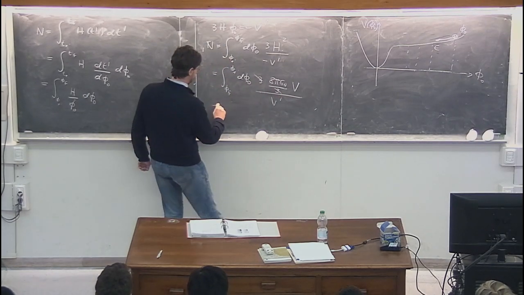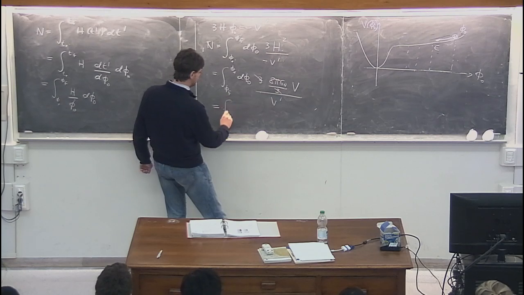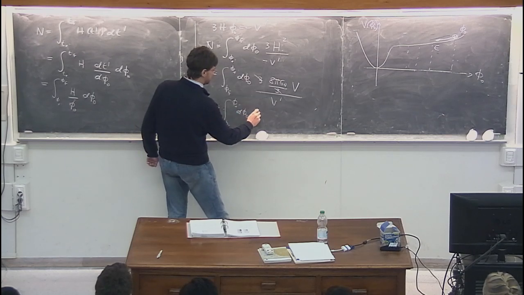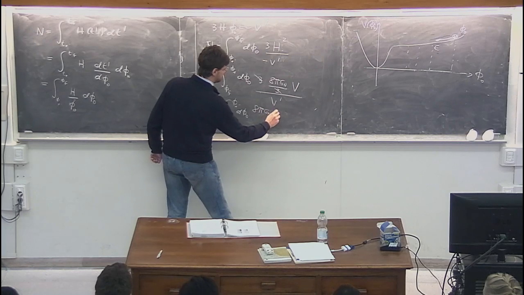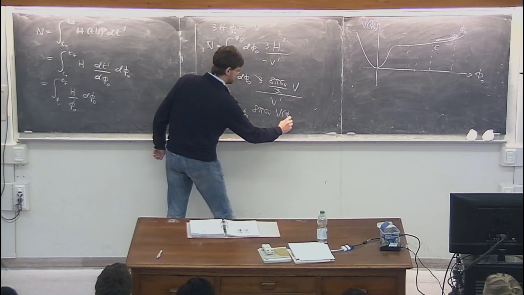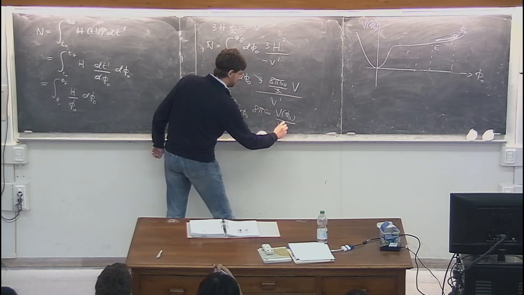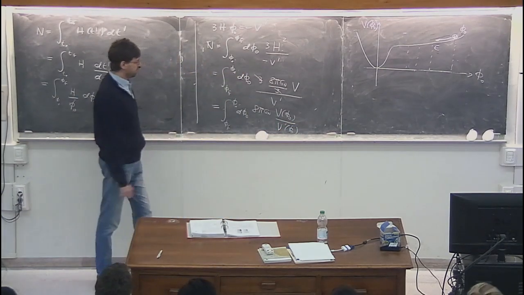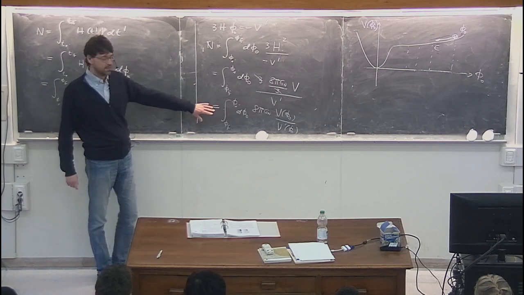And then I have simply that my total number of e-folds is the integral between phi final and phi initial of d phi 0 of what? Of 8 pi G Newton. And then I have V of phi 0 divided by V prime of phi 0. Okay? I hope you can see from the bottom.